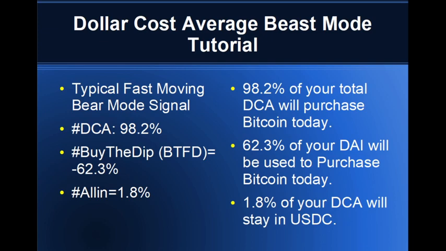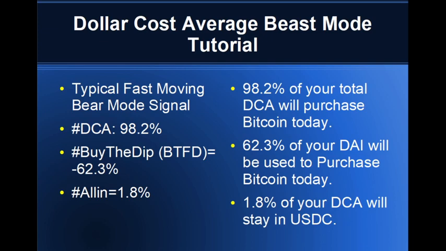If our number's negative, that means we're going to take the money out of the DAI bucket and purchase Bitcoin with it. If the number's positive, we put the money in the DAI bucket. If the number's negative, we take the money out.